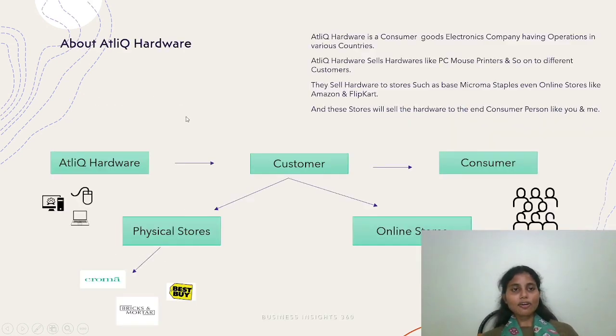Coming to AtliQ Hardware Company, AtliQ Hardware is a consumer goods electronics company having operations in various countries. It sells hardware like PCs, mice, and printers to different customers, such as physical stores like Croma, Brick and Mortar, Best Buy, etc., and online stores like Flipkart, Amazon, etc. These stores sell the hardware to end consumers like you and me. Note that the customers of AtliQ Hardware are not people; the customers of AtliQ Hardware are the stores.